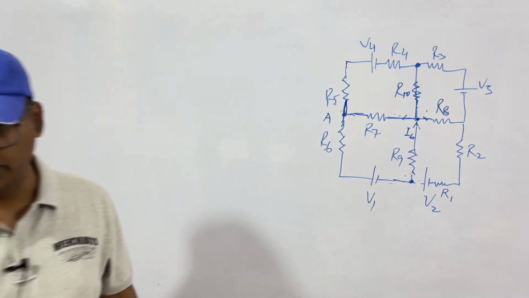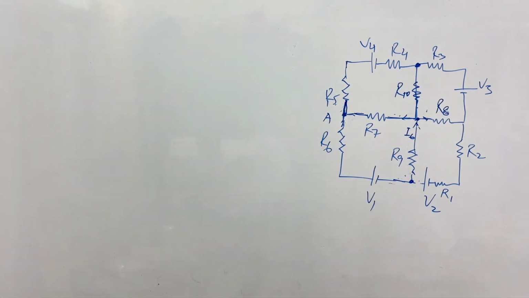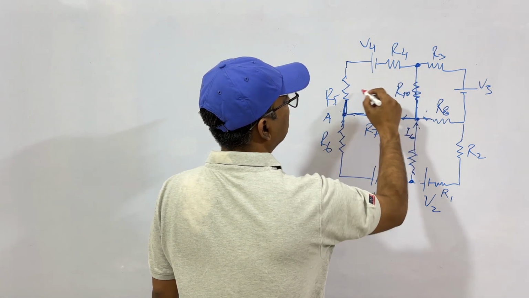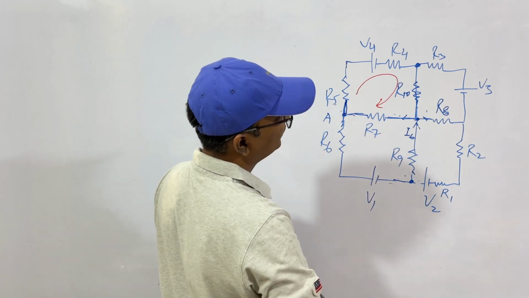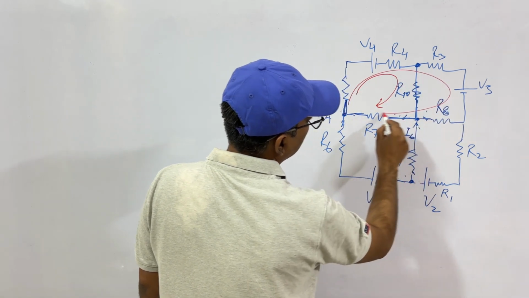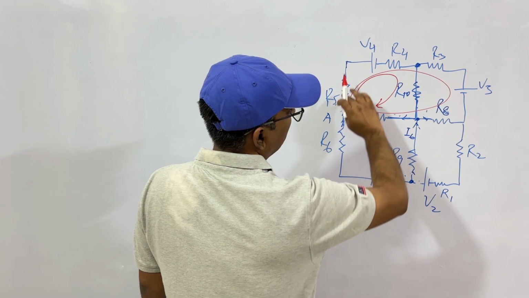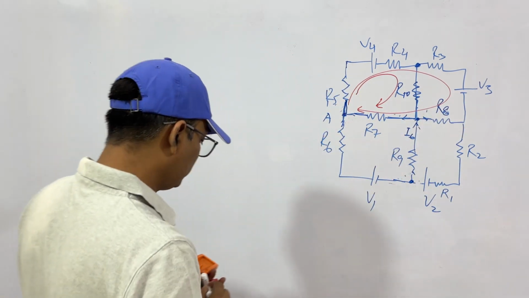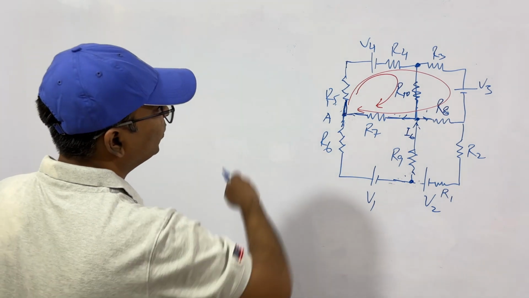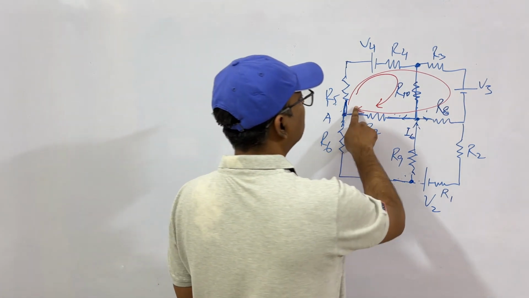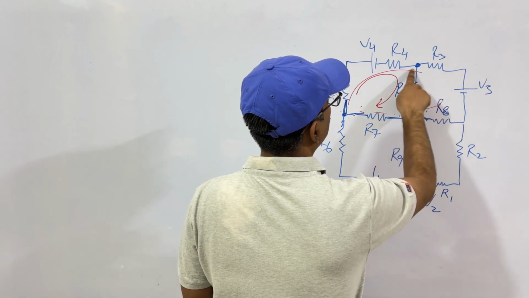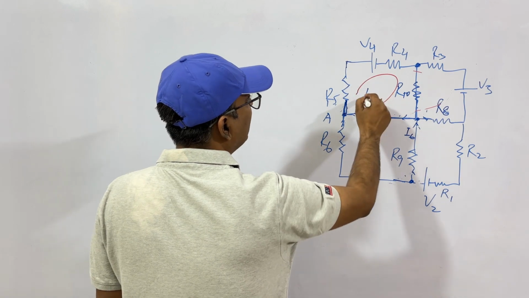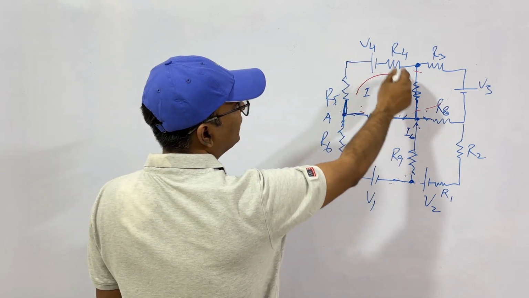I'm taking another color pen. This is a loop. This is a loop. This is also a loop. If you talk of this, this hole is also a loop. So these are called closed loops. According to Kirchhoff's voltage law, the voltage drop across a loop is equal to zero. So what is the meaning? Let's say this is our loop. Let's say a current I is flowing in this particular loop.